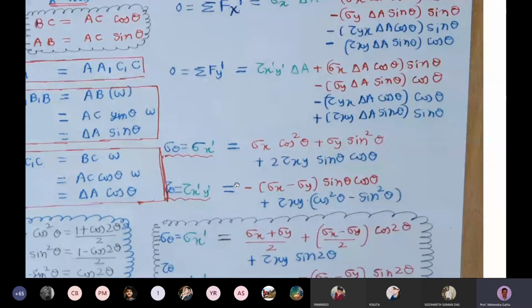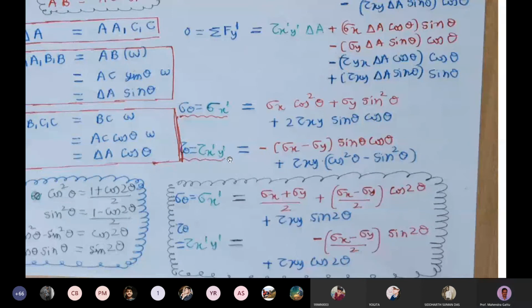Similarly, we have tau x prime y prime as minus of sigma x minus sigma y cos theta sin theta, and both are equal, tau yx and tau xy. So we'll take tau xy cos, sorry, there is some mistake. Yeah, when you send to the right, minus will become plus. So plus tau xy into cos square theta minus sin square theta. So this is the expression for sigma theta, and this is the expression for tau theta. For this specific case, sigma theta happens to be equal to sigma x prime, and tau theta happens to be equal to tau x prime y prime.